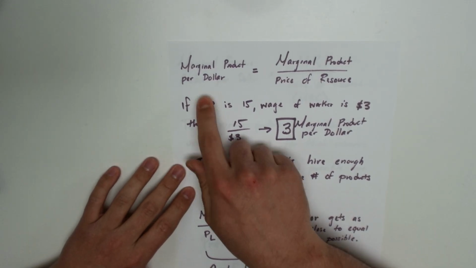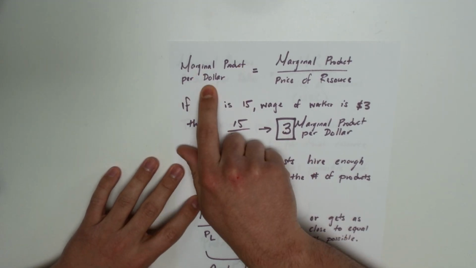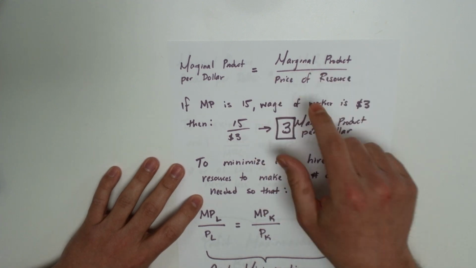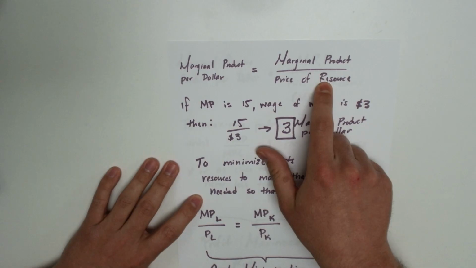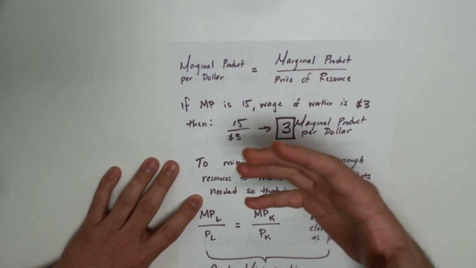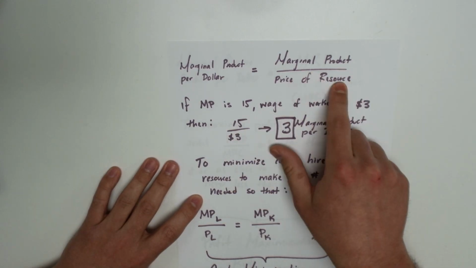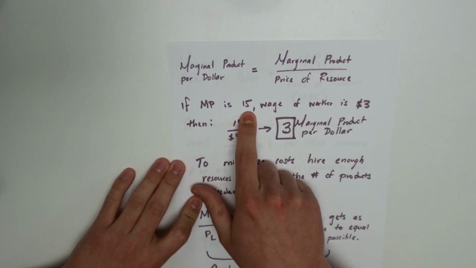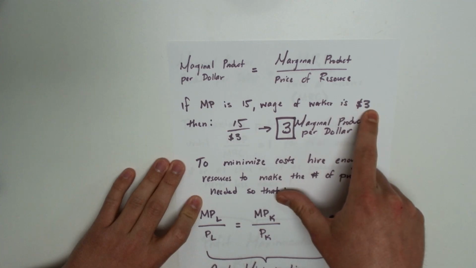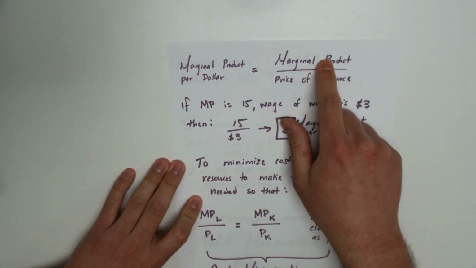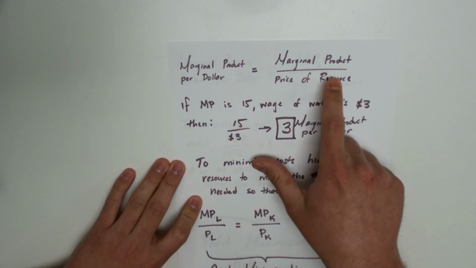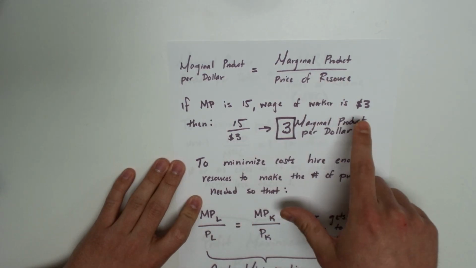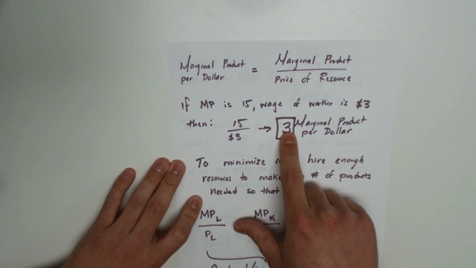Next, we're going to calculate something called the marginal product per dollar. This is going to be the marginal product divided by the price of that resource. For workers, it will be the marginal product divided by the wage. For land, it will be the marginal product divided by the rent, for example. So if the marginal product is 15 and the wage of each worker is $3, then you would do the marginal product, which is 15, divided by the price of the resource, which is $3. It will give you a marginal product per dollar of 3.